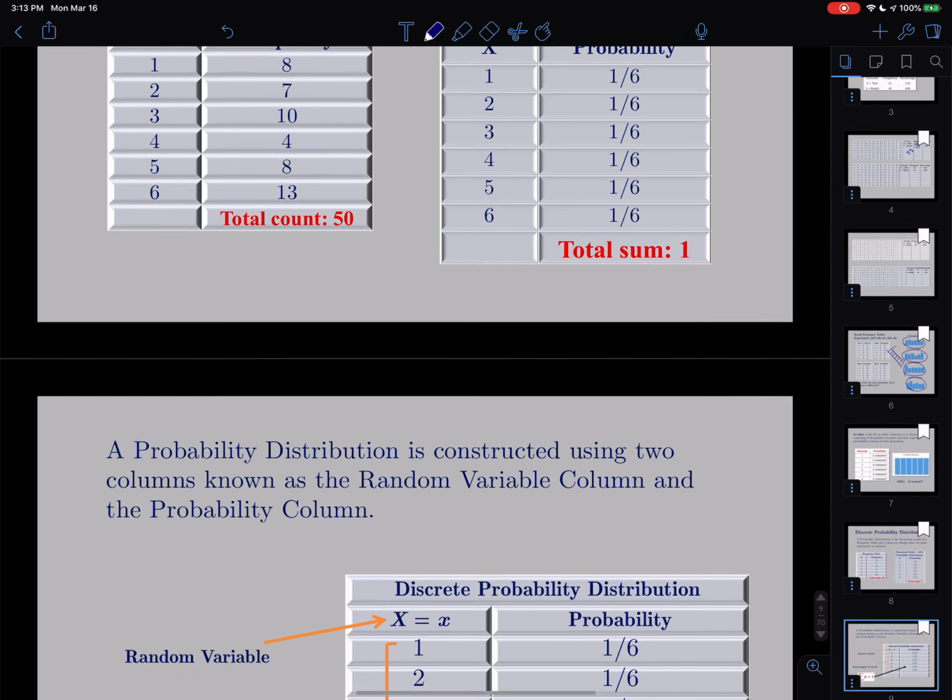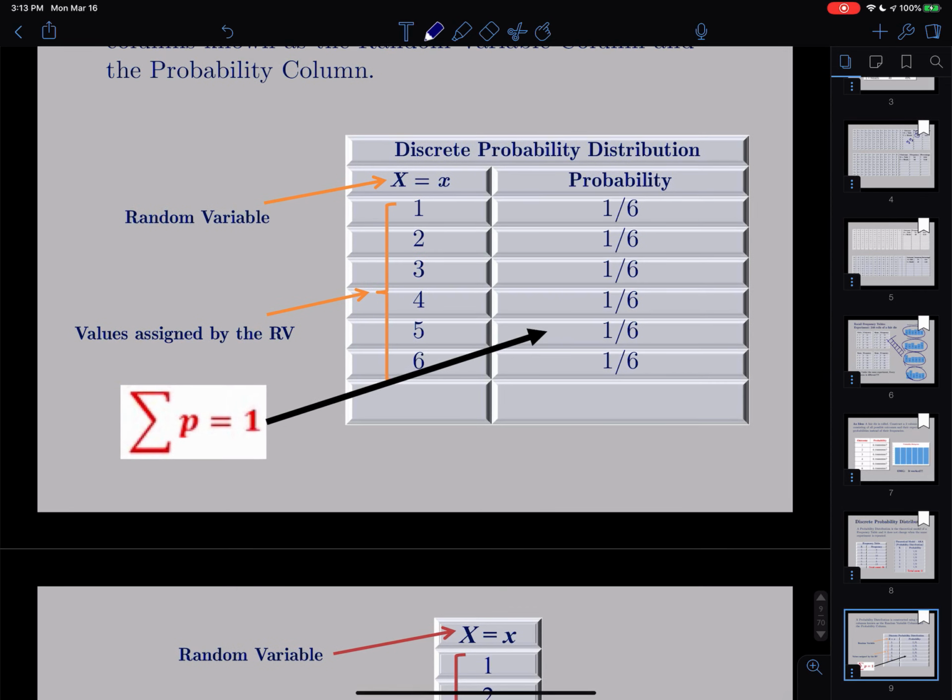Now, when we have a probability distribution, we have 2 columns. The first column is the numerical value of all possible outcomes. I'll repeat that: numerical value of all possible outcomes. So 1 is a numerical value of one of the outcomes when you roll a die. 2 is a numerical value of another one. So is 3, so is 4, so is 5, and so is 6. These are all different values that could occur when this experiment is conducted.